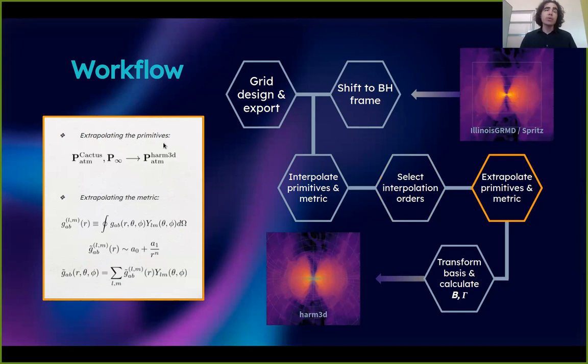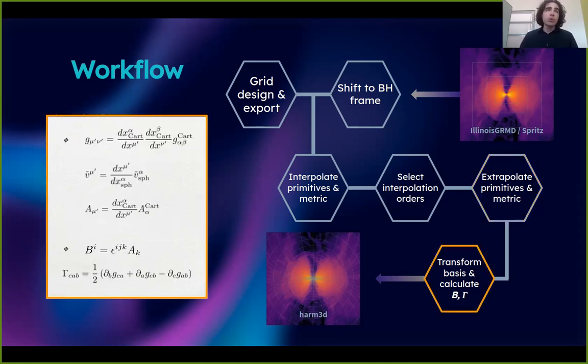Extrapolating the primitives is fairly easy. We just use the HARM3D atmosphere. But extrapolating the metric is a bit more tricky. This is great work done by Bernard Kelly. What we do is a spherical harmonic decomposition of the metric that we received from numerical relativity, and we fit these components by a power law and a constant to ensure continuity. And once we have this fit, we use it to reconstruct the metric and use this prescription to extrapolate the metric all the way to the new outer boundary.